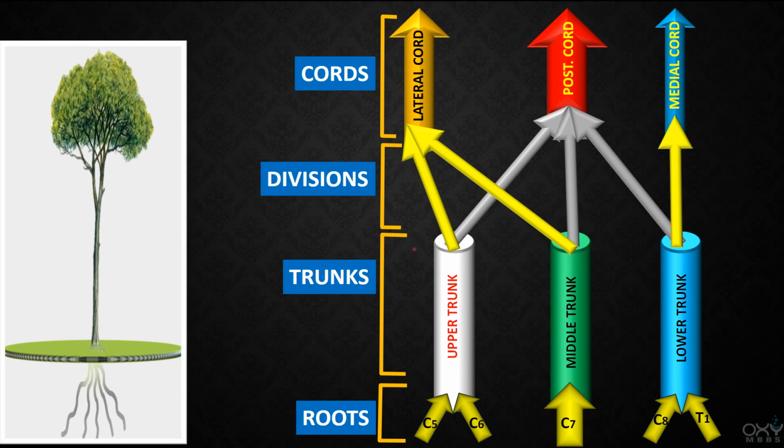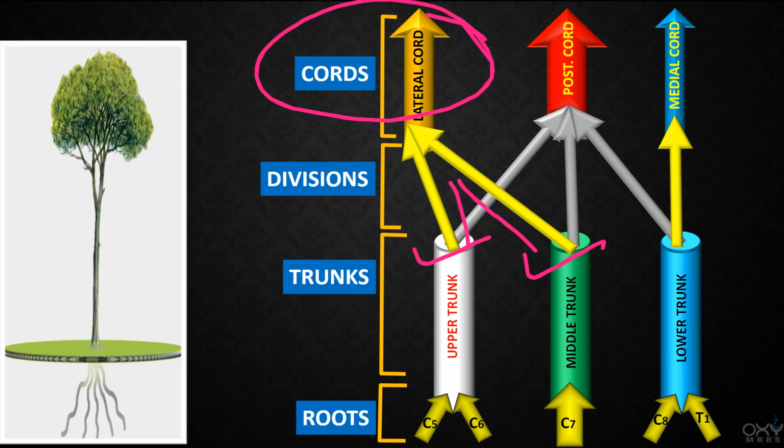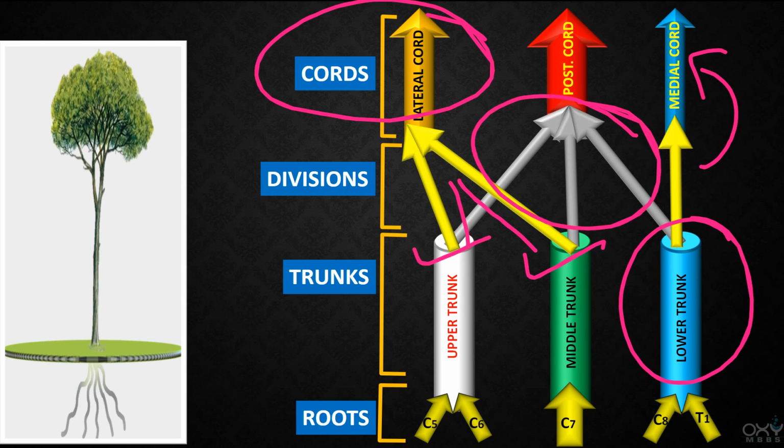Now friends, the anterior division of the upper trunk and anterior division of the middle trunk join together to form lateral cord, and anterior division of the lower trunk continues as a medial cord, and posterior divisions of each trunk join together to form posterior cord.